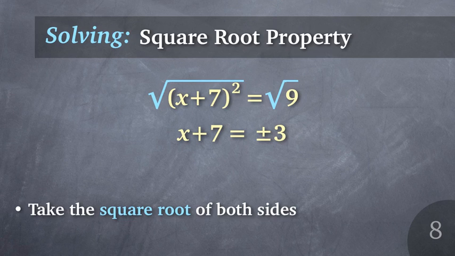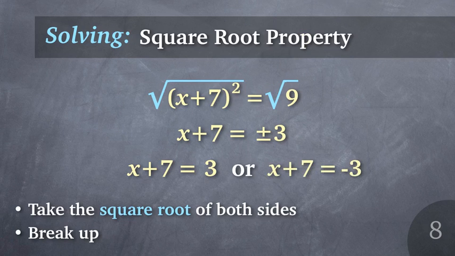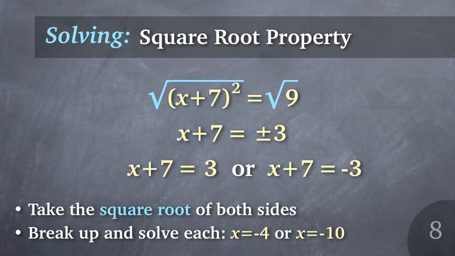X plus 7 equals plus or minus the square root of 9. Okay, we're using both roots of 9. All right, which we can break up into x plus 7 equals 3, or x plus 7 equals -3, and then solve each side. All right, we find out that x equals -4 or x equals -10.